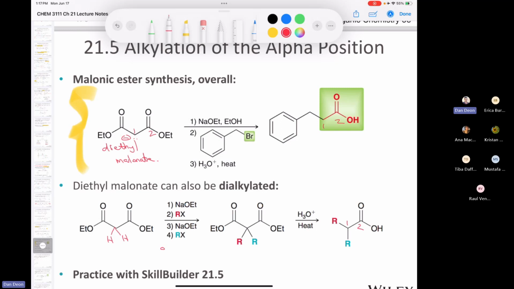So I'm going to put here order not important. And when I say order not important, I mean which RX you put in first. Okay, you can put in an ethyl group first and then a methyl group second, or methyl group first, ethyl group, whatever, doesn't matter. Just pick whichever one you want.